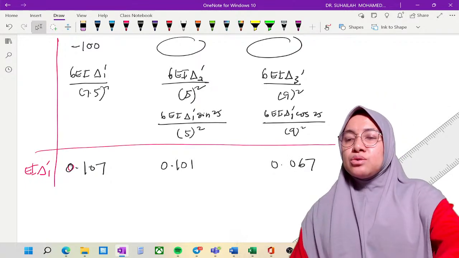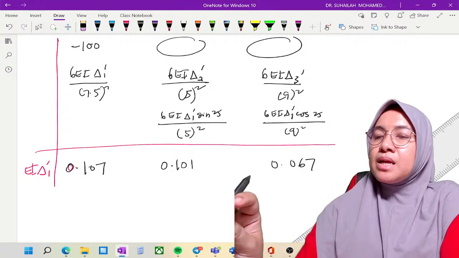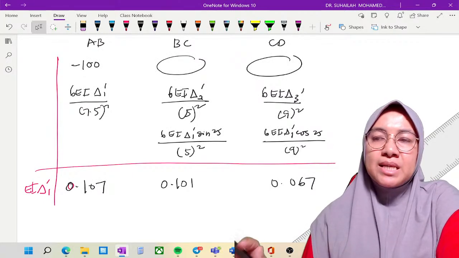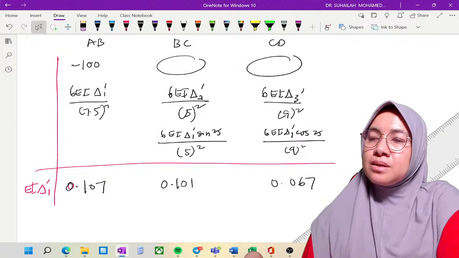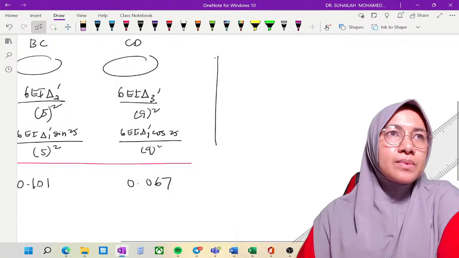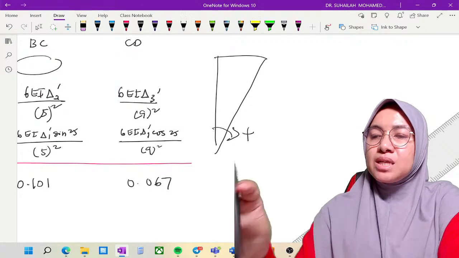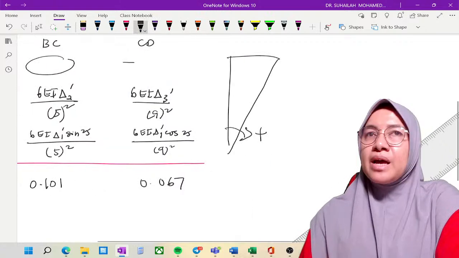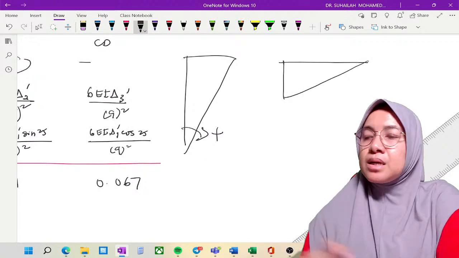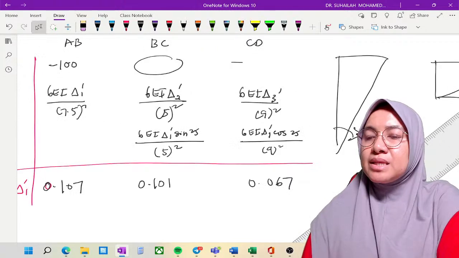So using interpolation, we have to identify the FEM for BC and CD. Remember that CD rotates clockwise, so the FEM must be negative for CD. And for the beam, we have this angle. The angle is negative, so the FEM must be positive.